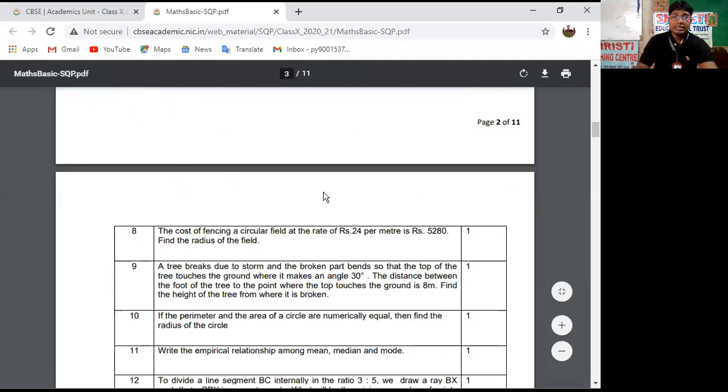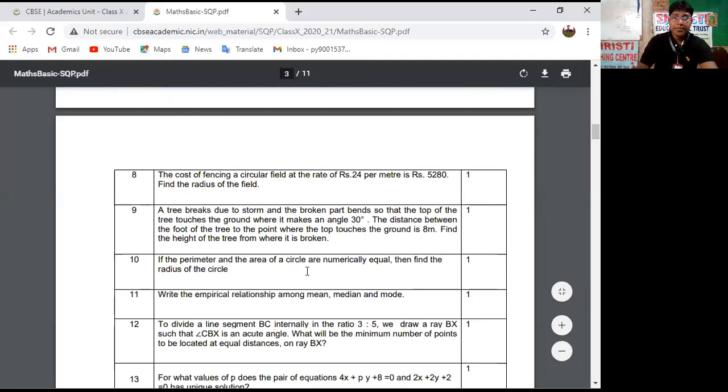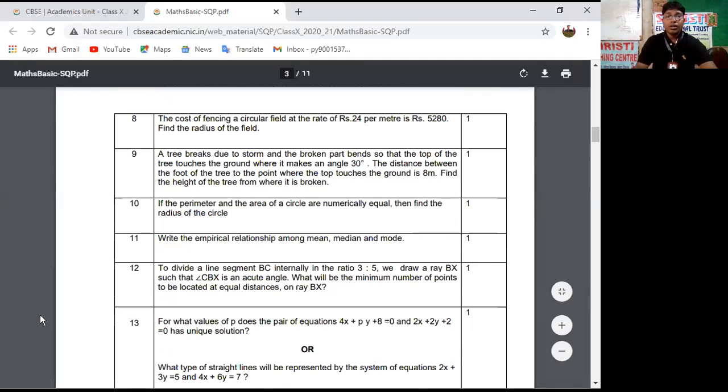Next question we can consider. Let us see question number 10. If the perimeter and the area of the circle are numerically equal, then find the radius of the circle. This is also a very simple conceptual and easy question.